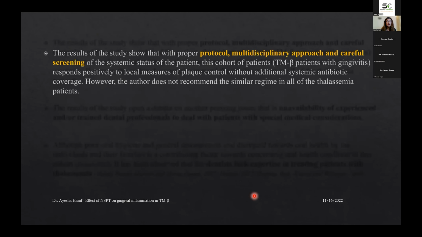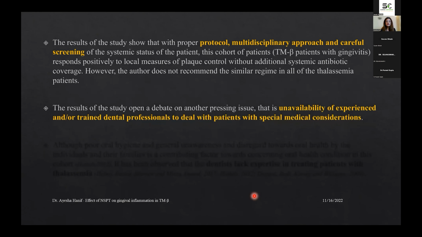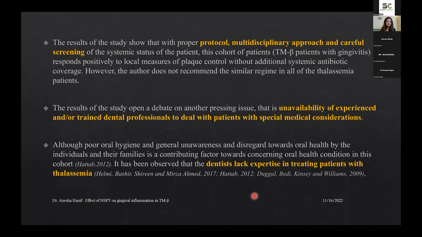In conclusion, the results of the study show that with proper protocol, multidisciplinary approach, and careful screening of the systemic status of the patient, this cohort of patients responds positively to local measures of plaque control without additional systemic antibiotic coverage. However, the author does not recommend the similar regime in all of the thalassemia patients. The results of the study open another debate that there is an unavailability of experienced doctors and dental professionals to deal with patients with special medical considerations.